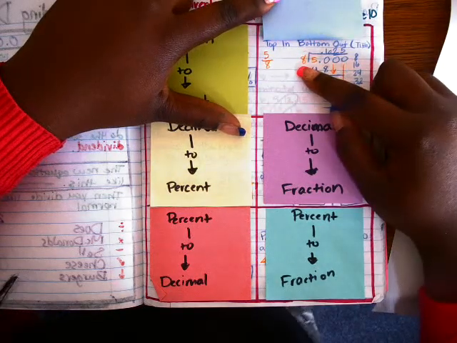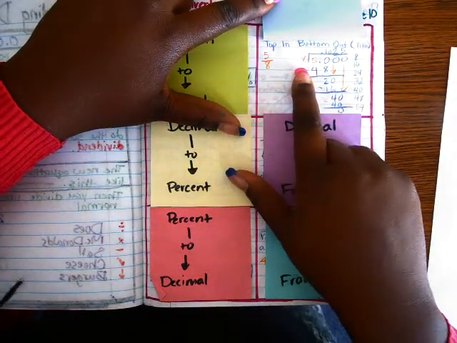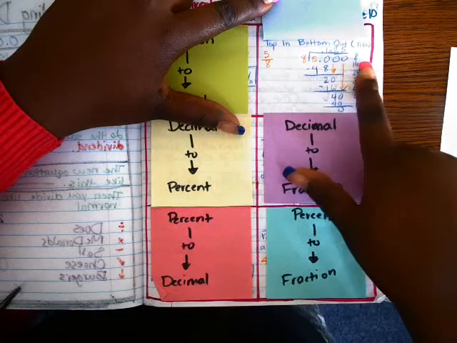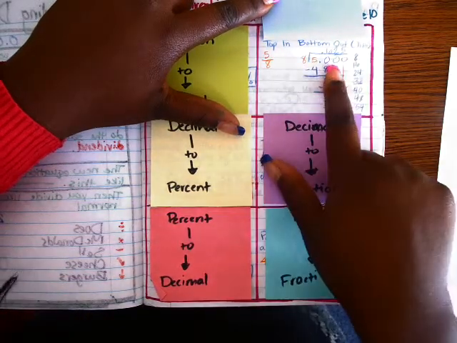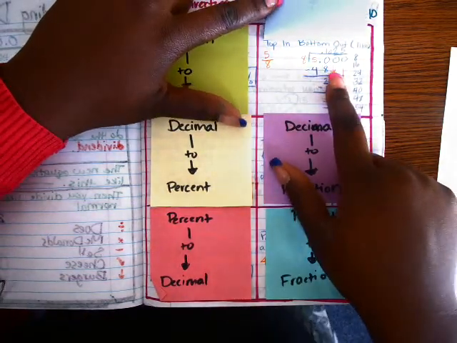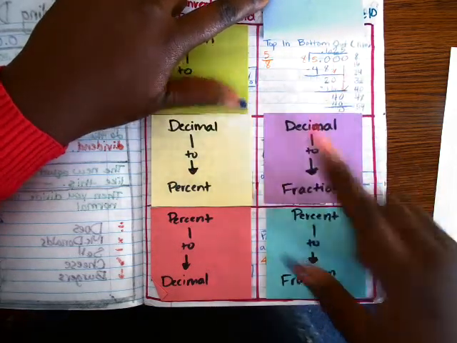If I don't know how to divide well, I take the number on the outside, which is the divisor, and I list my multiples. And that'll help me divide better. So to go from fraction to decimal, TIBO, top in, bottom out.